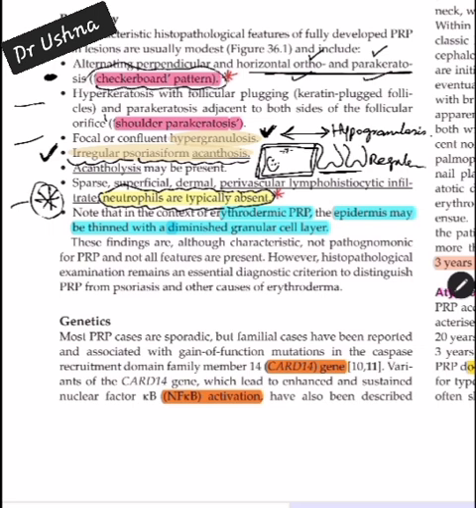And in PRP, there is going to be shoulder parakeratosis. Shoulder parakeratosis is nothing but, whenever there is a hair follicle, this is a hair follicle. You all know PRP is a follicular hyperkeratosis disease. So the shoulder of the hair follicle typically retains the nucleus. Parakeratosis is at the shoulder of the hair follicle. So this is called shoulder parakeratosis. These are the two important histological points for PRP.